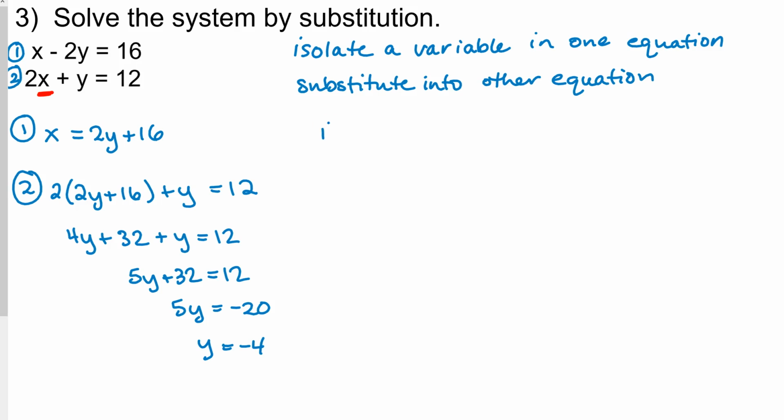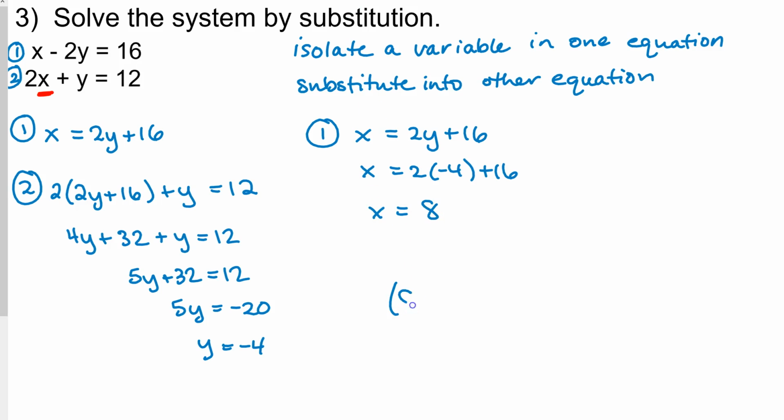Once you have that, you can go back to one of your previous equations and find the value of x. So we have x equals 2 times y plus 16. That means x is 2 times negative 4 plus 16, and that gives us x equals 8.